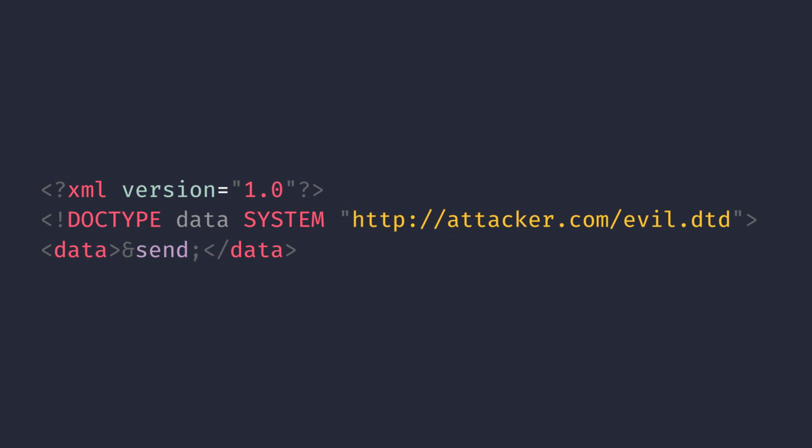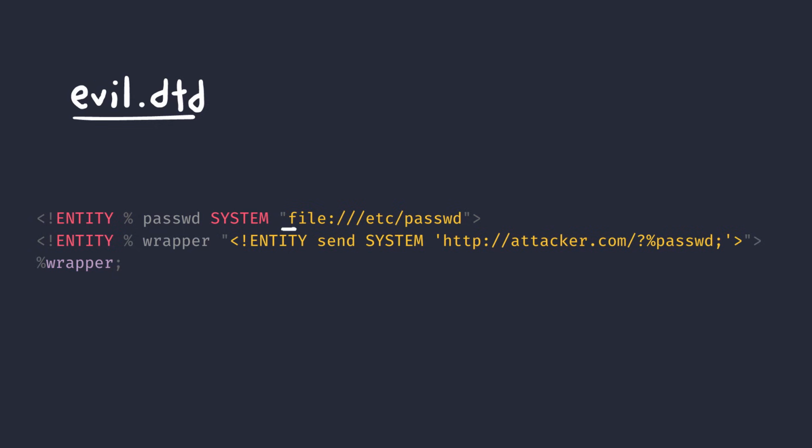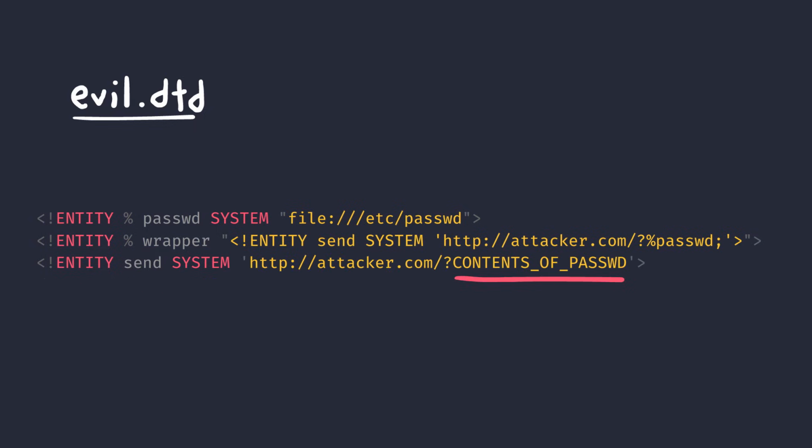We have an XML file with an external DTD attached to it, and we're referencing a general entity, send. But where is this send entity? Well, the send entity is inside the evil.dtd file. Let's see the contents of it so that we can understand everything more. As you can see, we're doing the same stuff. After reading the passwd file, we can create another parameter entity called wrapper, which has the general entity send as its value. Then when the wrapper is referenced down below, it replaces the contents of the passwd file in here as a part of the URL and makes it a general entity.